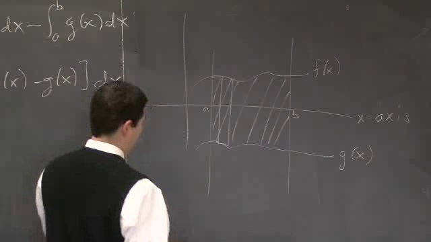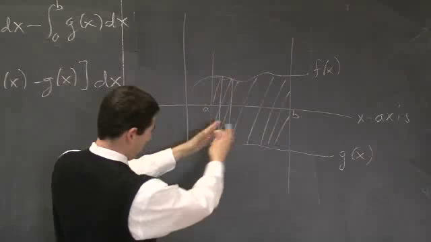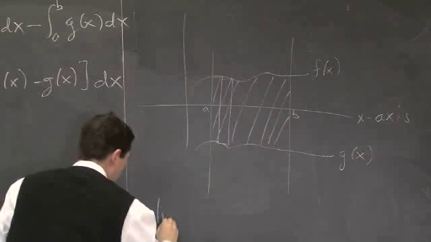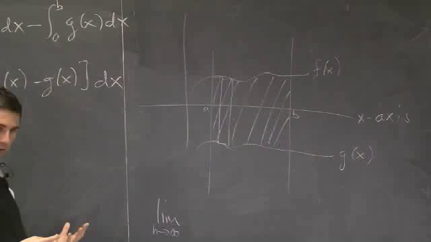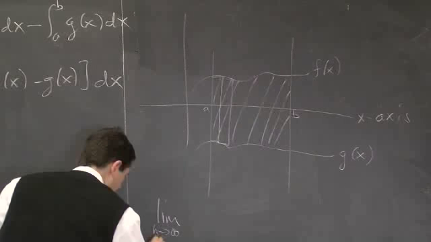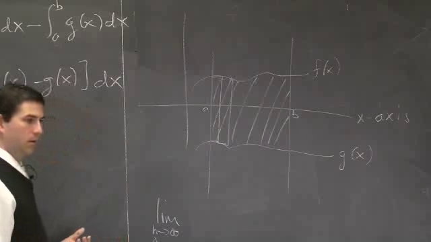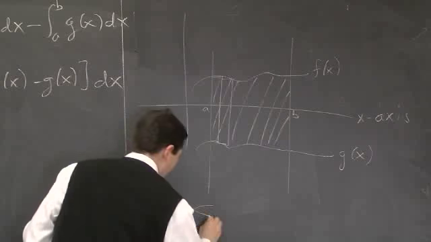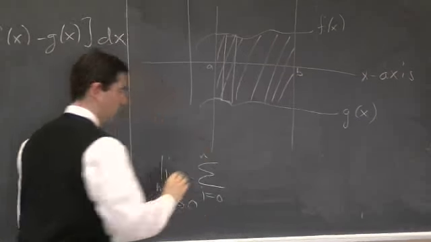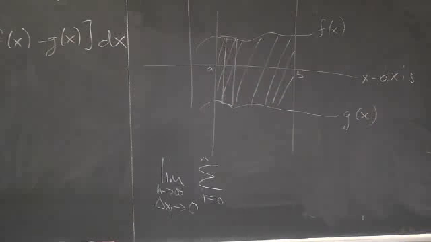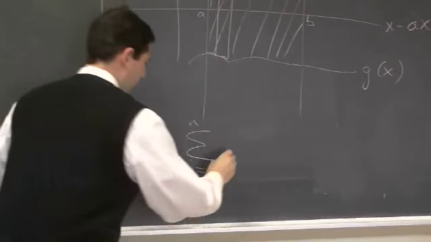And what are we going to have to take our limit over? We know we're going to have to take a limit as the number of rectangles we choose goes to infinity. We know that the width of those rectangles is going to go to 0. We know we're going to add up a bunch of them. We know it'll go from i equals 0 to n. Everything's going the same. We know that the width of the rectangle is this delta x_i.